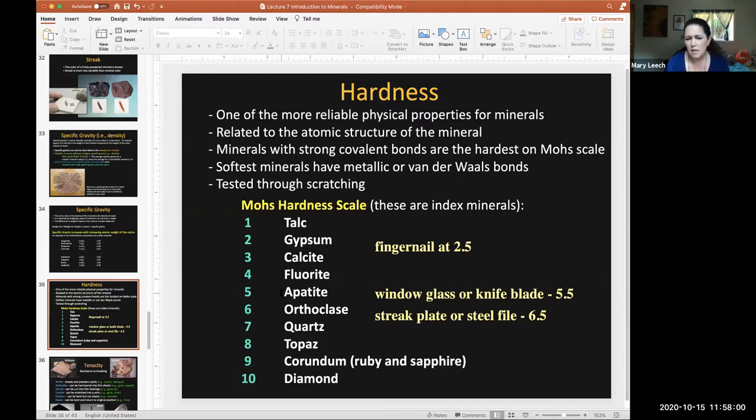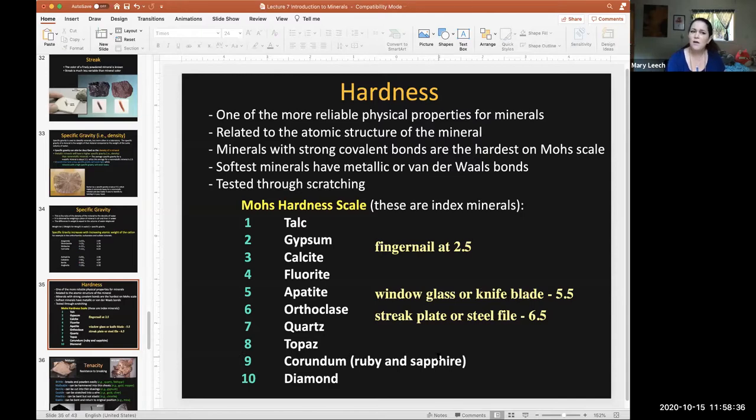You don't have any apatite, that's a 5. Orthoclase, this is a microcline, I believe. Microcline, yes, this is a microcline feldspar, not orthoclase. But a white feldspar that is an orthoclase would be a 6. You have quartz, that's a 7. Topaz is an 8. Corundum, so ruby and sapphire, you don't use ruby and sapphire, you use corundum. Like you can get some junky corundum that's just hard, or maybe it's like junky ruby or sapphire.